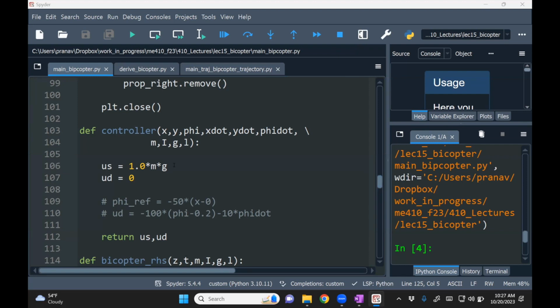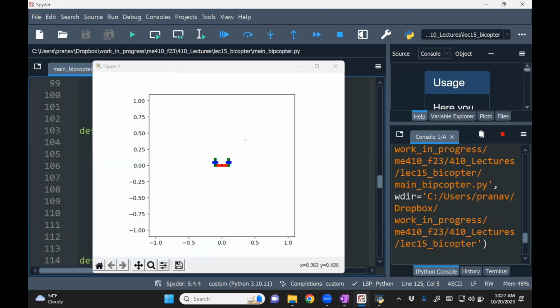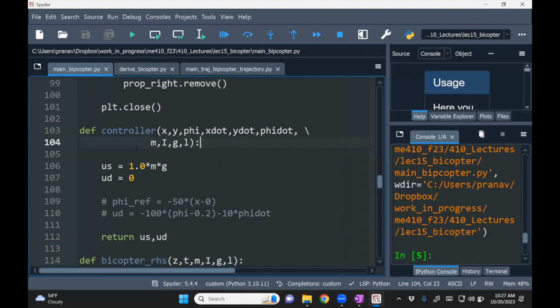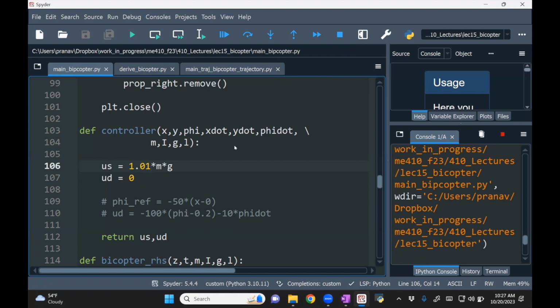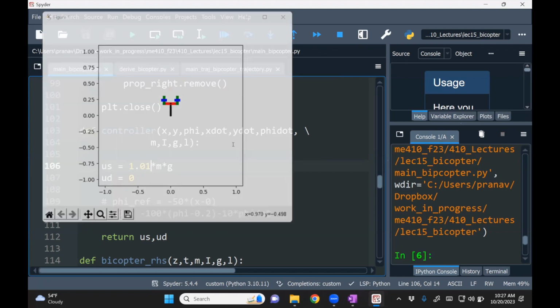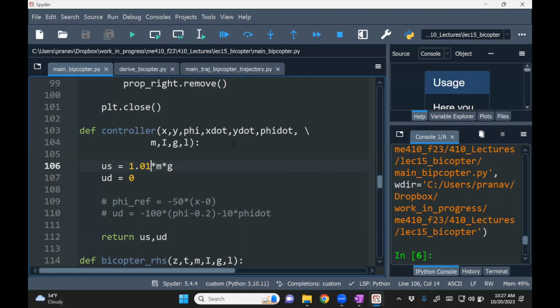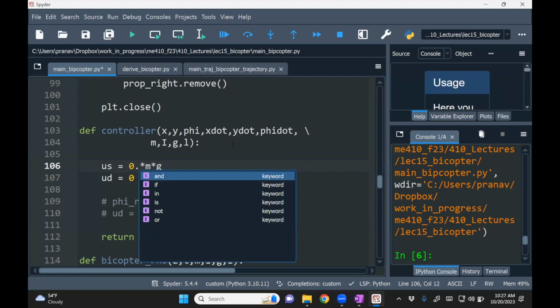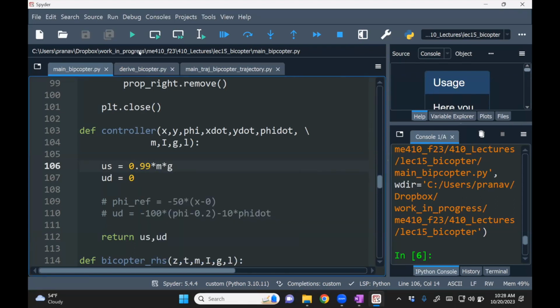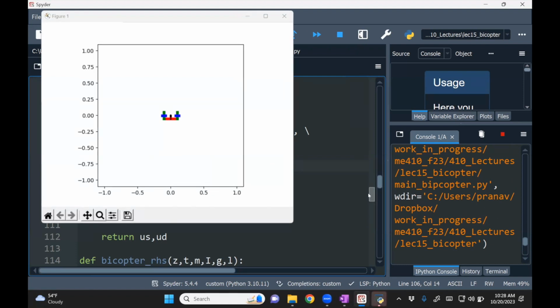So US equals mg. So when US is mg and phi is 0, it will just stay put, and that's what you see. It's hovering. Nothing interesting is going on. The moment I increase this to something greater than mg, so 1.01 mg, you see it's taking off because the thrust force is greater than gravity. If you do 0.99 mg, it goes down.